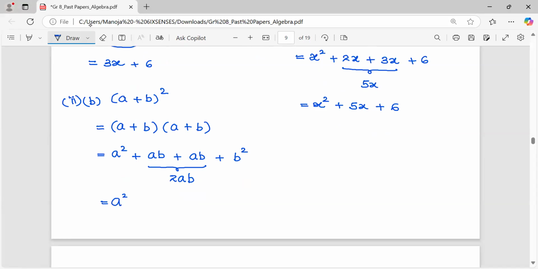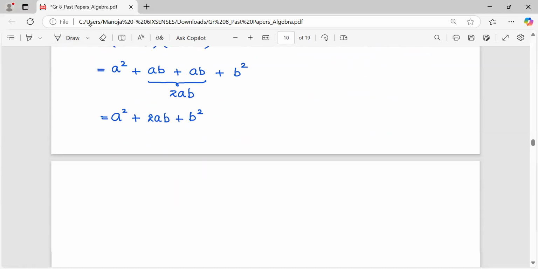a squared plus 2ab plus b squared. I double check. (a + b) squared, (a + b)(a + b), a and a, a and b, b and a, b and b. ab and ab is 2ab. So this is my answer. So then I will move to part C.